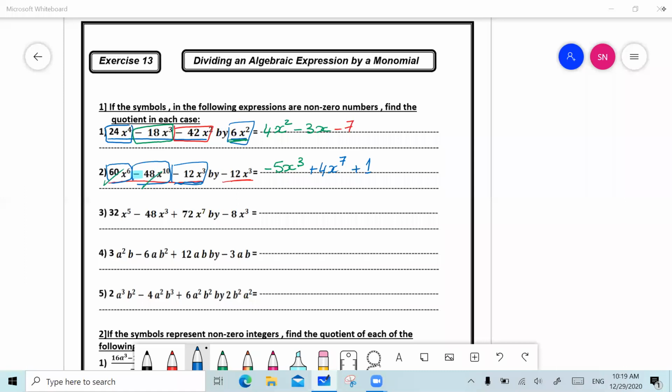Layla, we didn't put x in the last one because x to the power of 3 divided by x to the power of 3 is equal to x to the power of 0. So we don't write it.